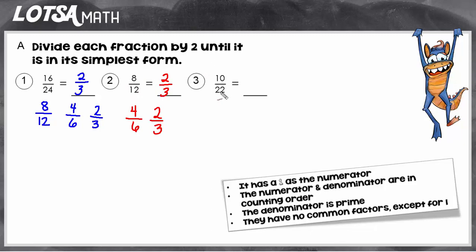So let's do one more. We have 10/22. They're both even, so I can divide them both by 2. So 10 divided by 2 is 5, and 22 divided by 2 is 11. Well, neither one of them are even, so I can't divide them by 2 again. So I need to check to make sure they're in their simplest form. So if I look at my rules, it says the denominator is prime, and I know 11 is a prime number, so 5/11 is in its simplest form.